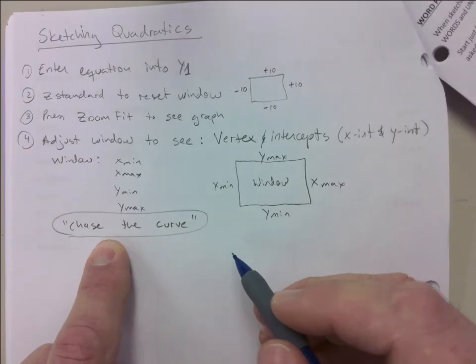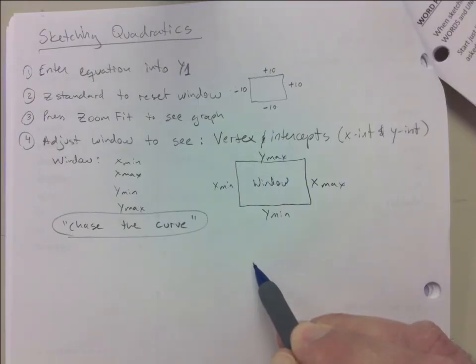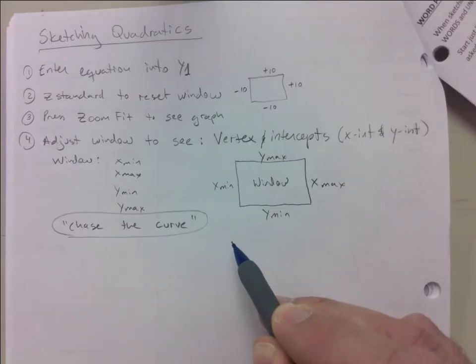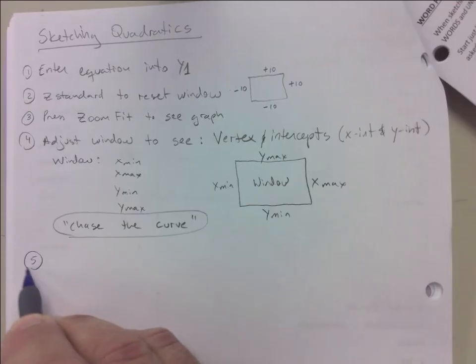And what's going to dictate this is you got to know, right? If A is negative, you're expecting it to point down, right? So you're expecting something like this at some point. If A is positive, then you're expecting something to be pointing up, okay?